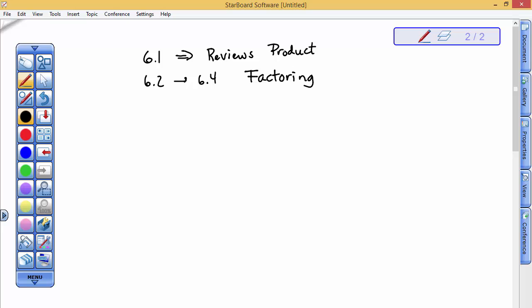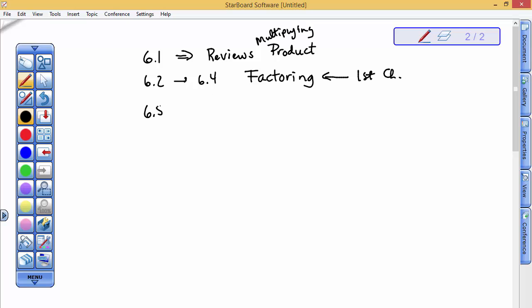So we review multiplying in Chapter 6, Section 1, but then we work on Sections 2 through 4. I'm just checking really quick to see if that is the right sections. I'm pretty sure it is. Yeah, where we're going to factor. And I call that like the first chapter of Chapter 6.